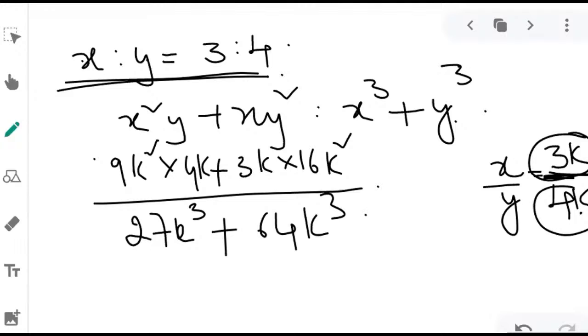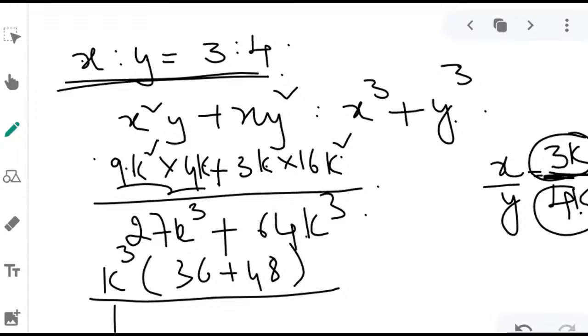What is common in both? K square into k is k cube. Here also k into k square is k cube. So take k cube common. 9 fours are 36 plus 16 threes are 48. Here also take k cube common, 27 plus 64. You can cancel off k cubes. Then tell me what is the ratio. 16 is to 13.